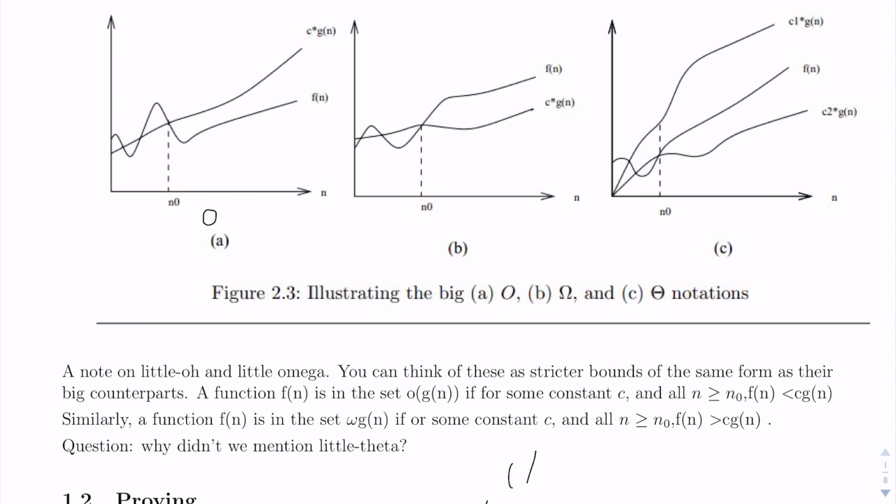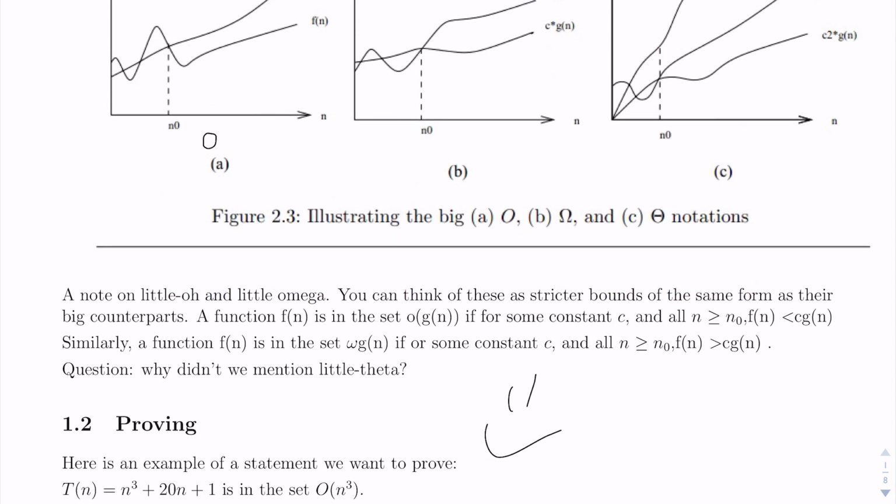Does anyone know why you never hear anyone talking about little theta? Maybe, maybe not. Yeah? Yeah, you're definitely on the right track. So if we have little theta, that is not very meaningful because nothing would be in it. Because you have the strictest bound upper, strictest bound lower, that doesn't leave us with anything left. So that is just why you don't hear anything about that, and hopefully that kind of clears some things up.